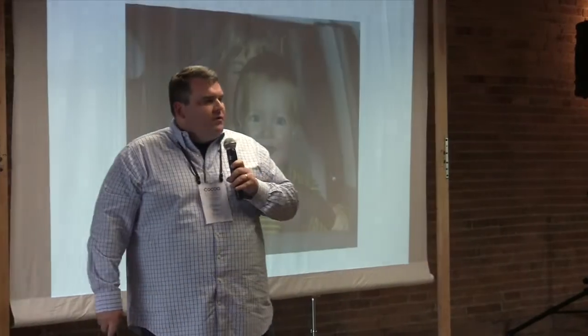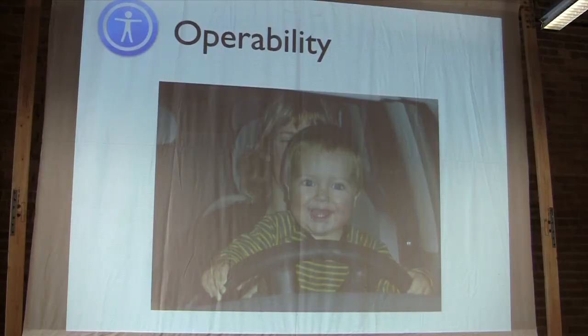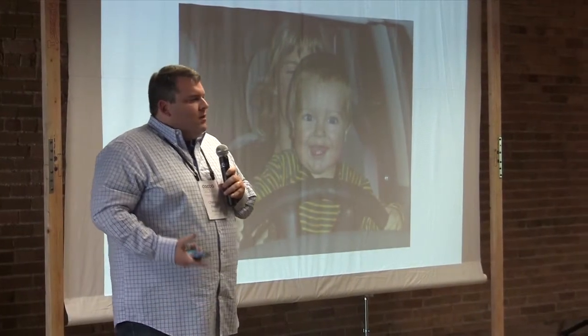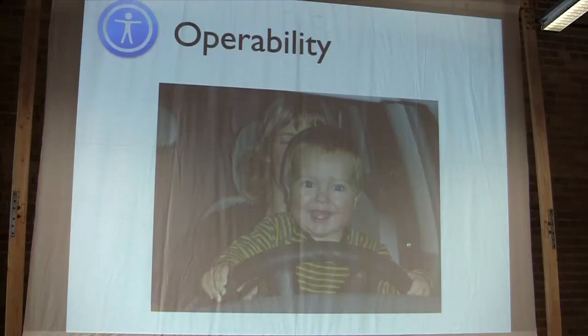The second one is operability. Now, when we're talking about operability as it applies to software design, what we're talking about is making sure that everyone can use our design despite any physical differences in physical abilities that they might have. Now, when we're talking about making our software more operable, what we're really talking about is decreasing the amount of physical effort that's required to use it.